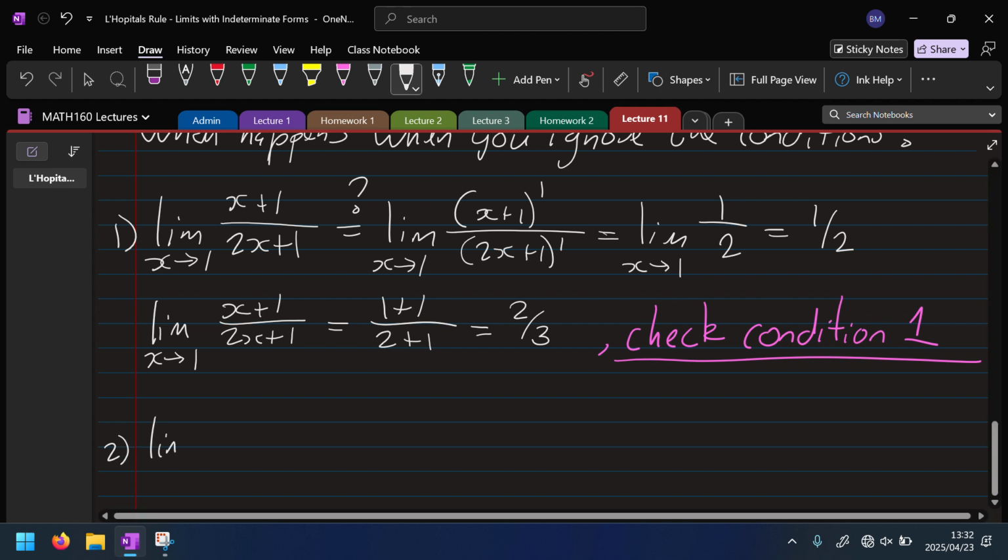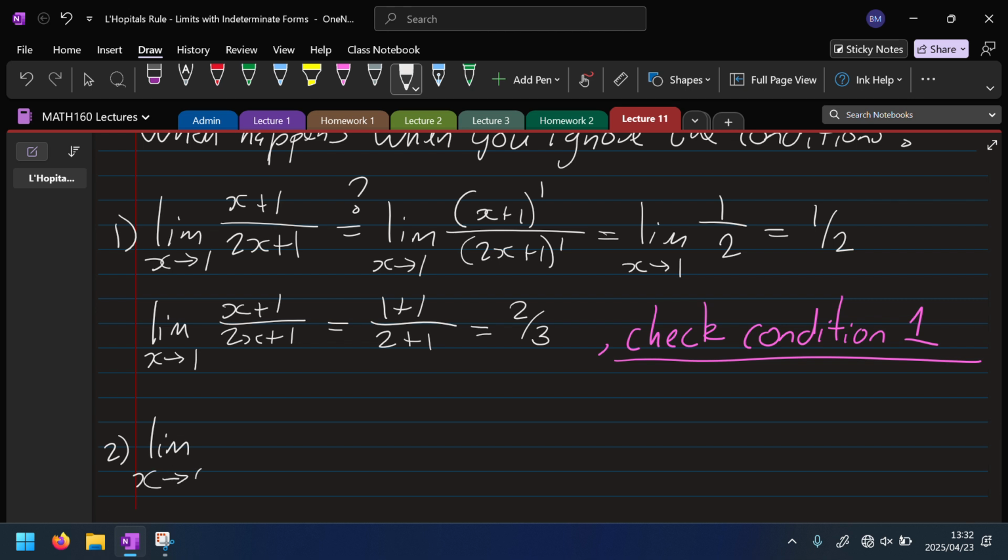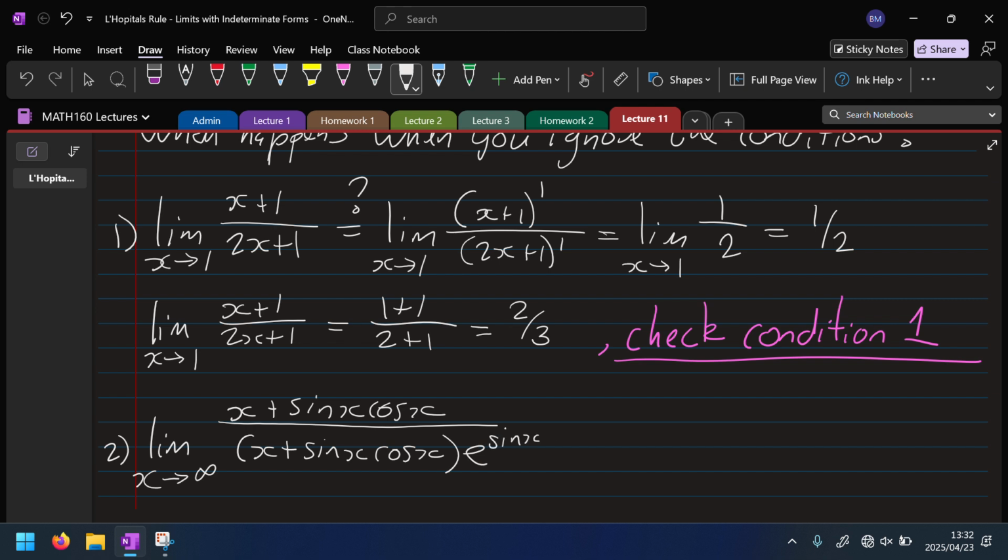We're going to have the limit as x goes to infinity of (x plus sine x cos x) all over (x plus sine x cos x) e to the sine x. Now this looks very complicated. We've got some complicated thing at the top, some complicated thing at the bottom. You might want to use L'Hopital's rule to take the derivative on the top and the bottom. But notice, x plus sine x cos x is repeated at the top and the bottom. So we can actually just cancel that.